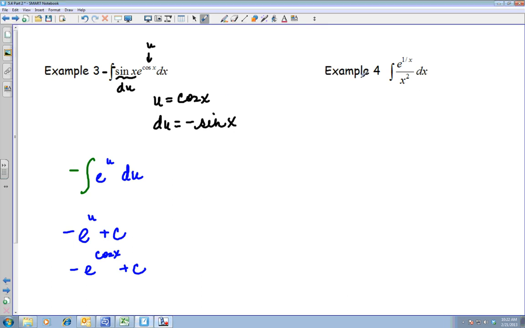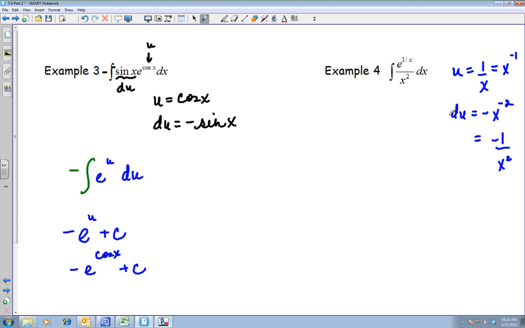Okay, example 4. All right, I'm going to try and let my u be 1 over x. So I have u equals 1 over x. And I'm supposed to find the derivative of 1 over x. So remember, if I want to find the derivative of this, I need to move this up to the top. So now I have x to the negative 1. So now the derivative of this would be bring down my exponent, subtract 1. So really, the du is negative 1 over x squared.